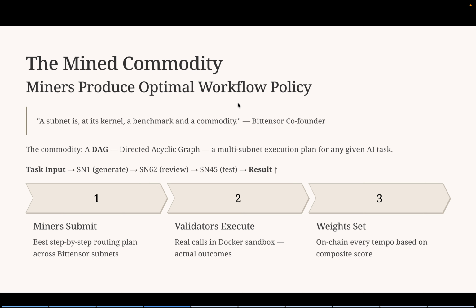SN1 generates, SN62 reviews, SN45 tests, and then the result goes out. This is not routing based on a static config file. This is live, decentralized intelligence that gets smarter every tempo.